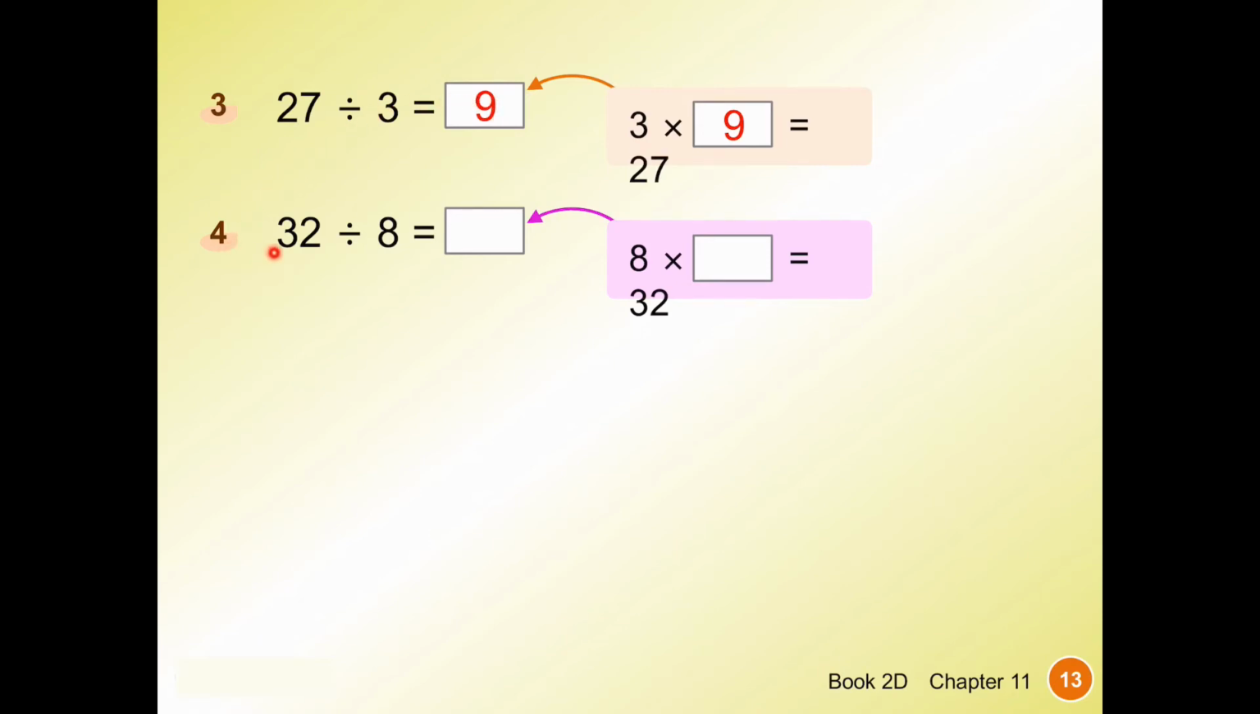Question number 4, 32 divided by 8. Once again, we know that 8 times 4 equals 32. So our answer would be 4 here.